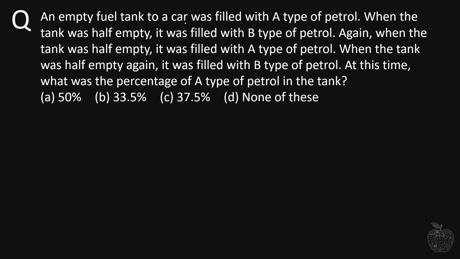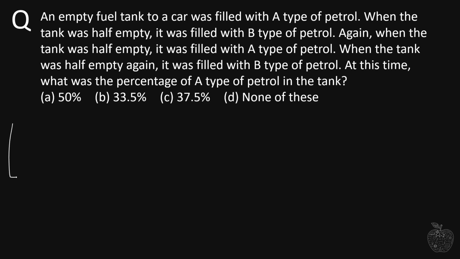An empty fuel tank of a car was filled with A type of petrol. When the tank was half empty, it was filled with B type of petrol. Again, when the tank was half empty, it was filled with A type of petrol. When the tank was half empty again, it was filled with B type of petrol. At this time, what was the percentage of A type of petrol in the tank?